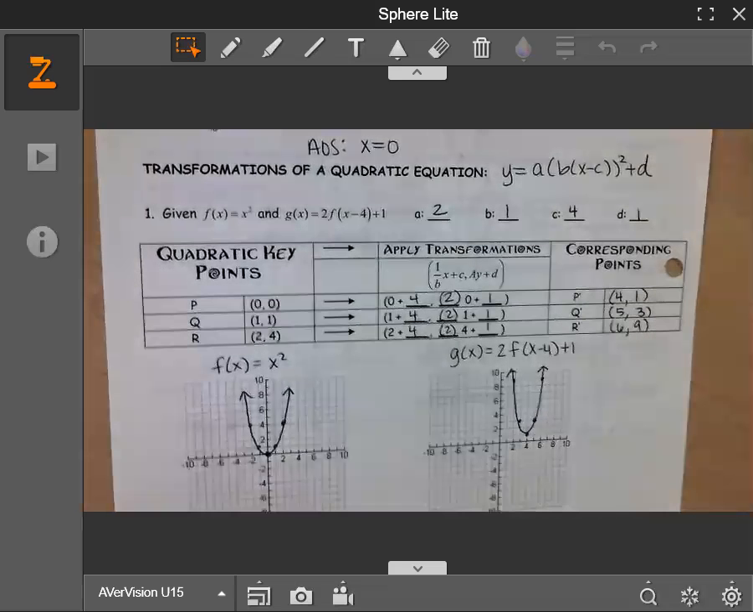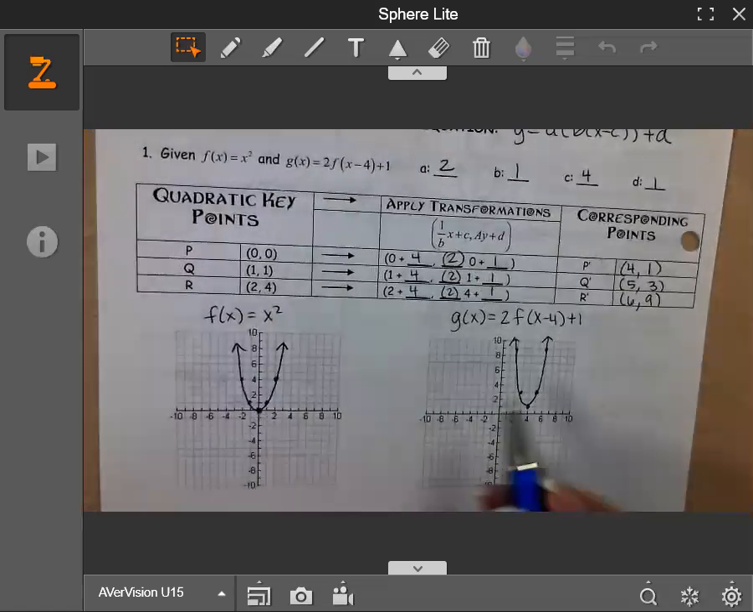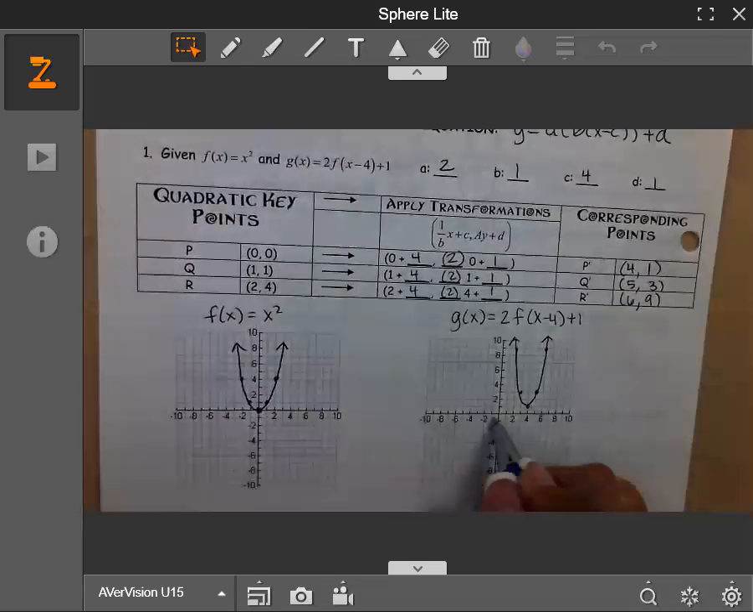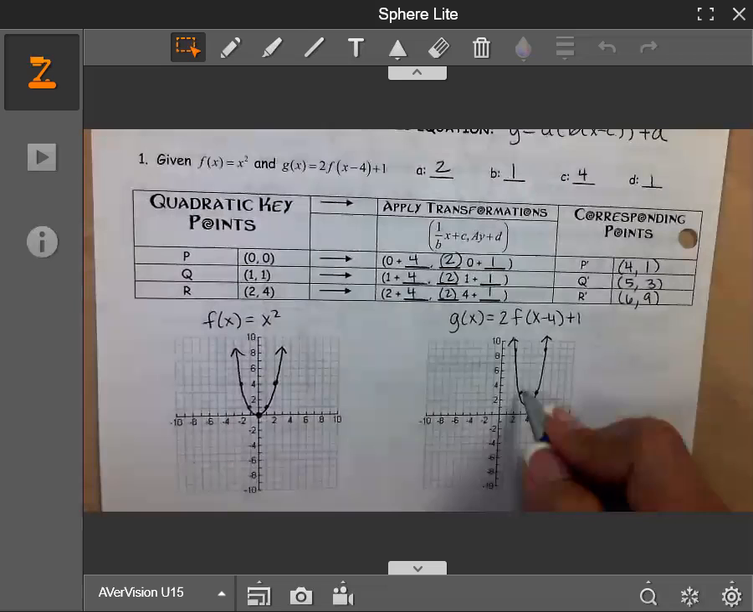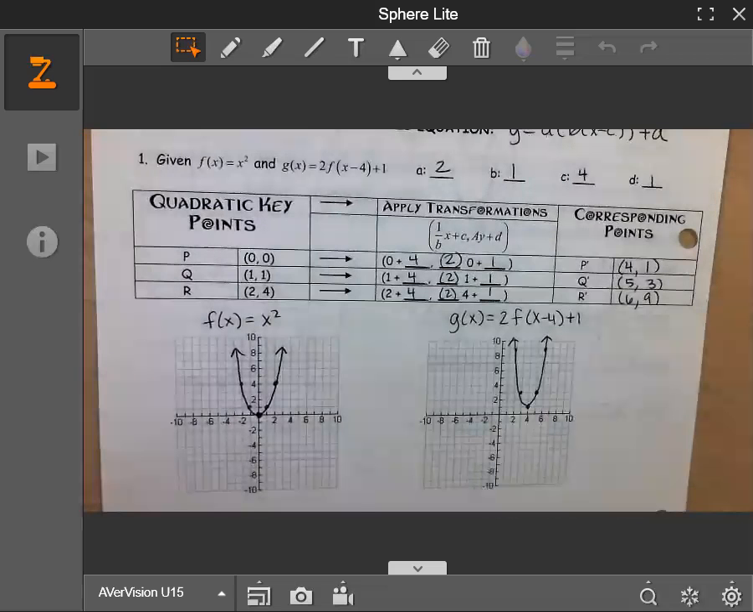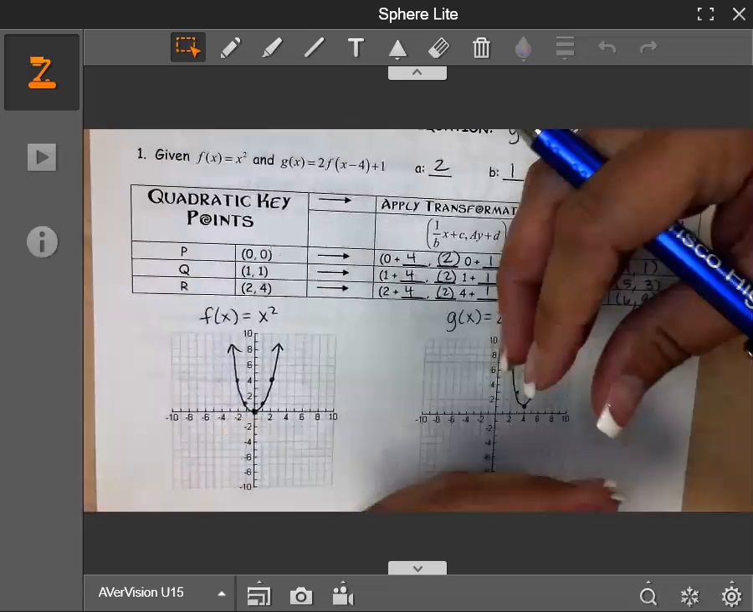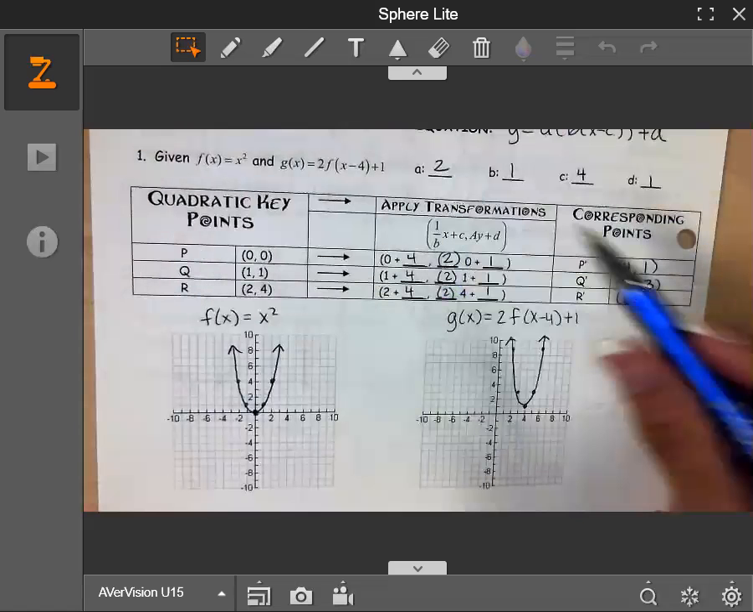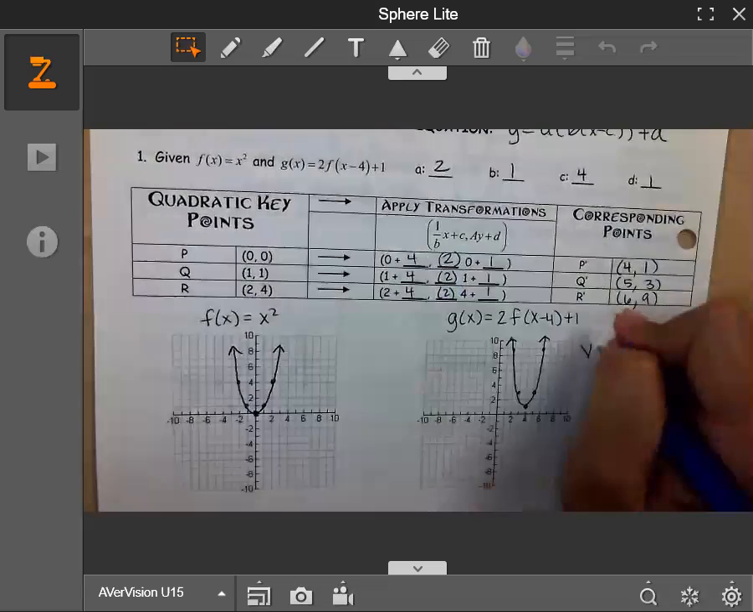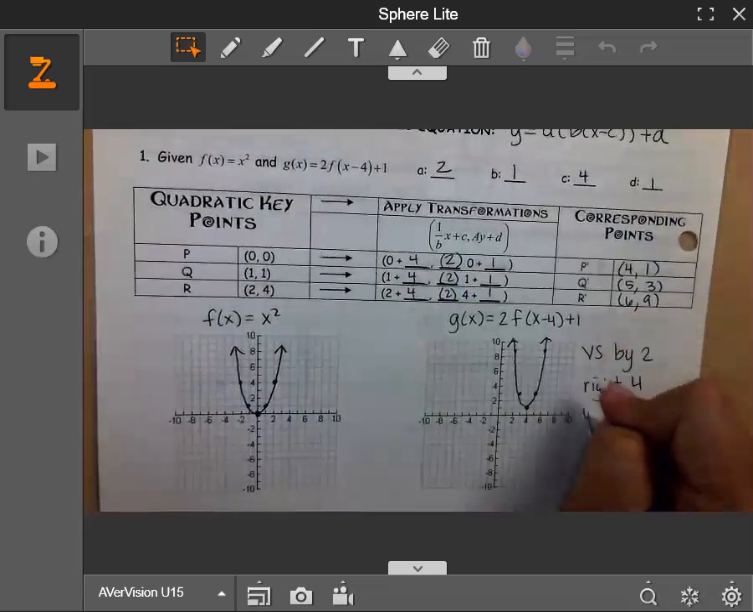And so as we're looking at these two parabolas, we see that from our parent function to this new vertex, we have moved to the right 4 and up 1. That's what that c and d did. We can also see that this one on the right is skinnier. Our g of x is skinnier than our f of x equals x squared. That's because we took this parent function and we stretched it here. That's what that a value does. That's that vertical stretch. So we vertical stretch by 2. We moved it to the right 4 and up 1.